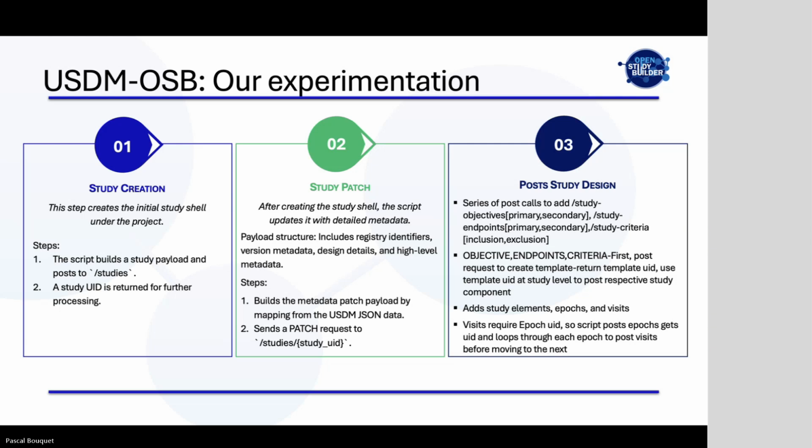And then the next step is posting the different study definition sections. Here it could be objectives and the connected endpoints, so primary objectives and the primary endpoints, or secondary objectives and the secondary endpoints. And then we go and post the AMPs. We get the study AMPs from the USDM file.